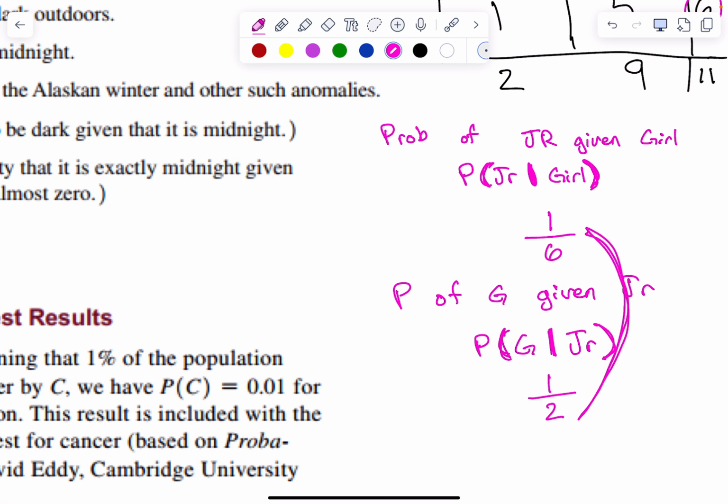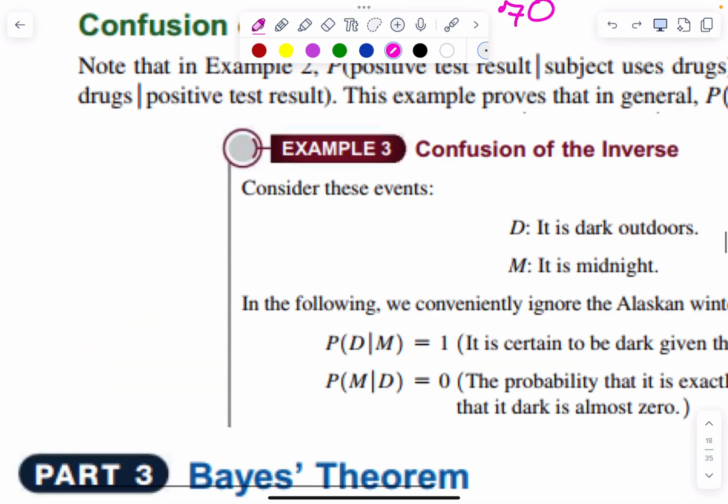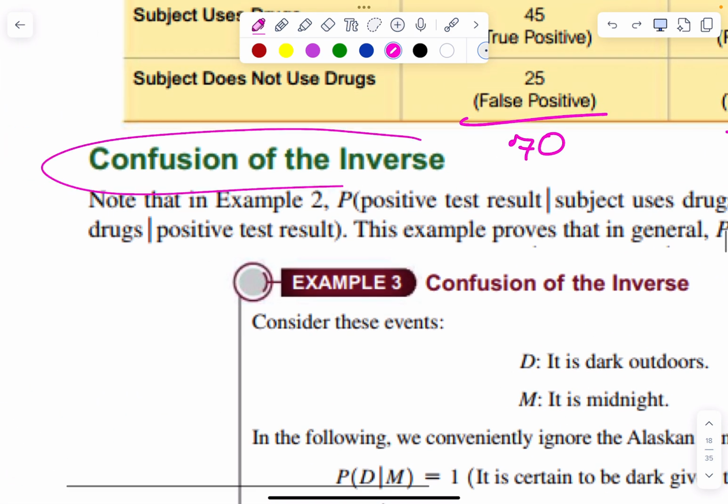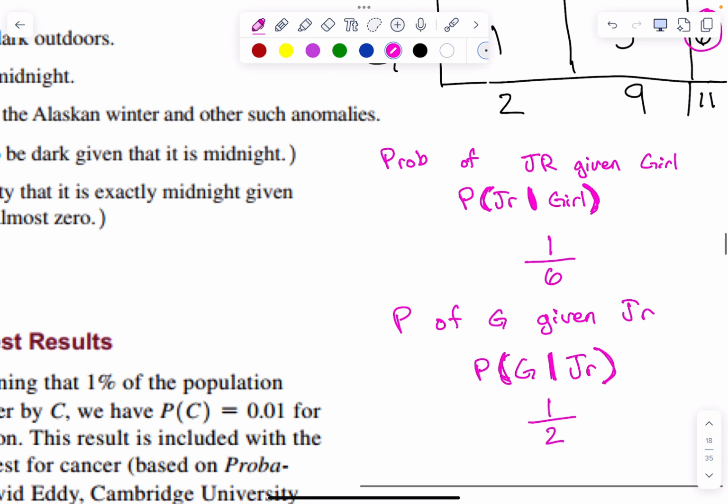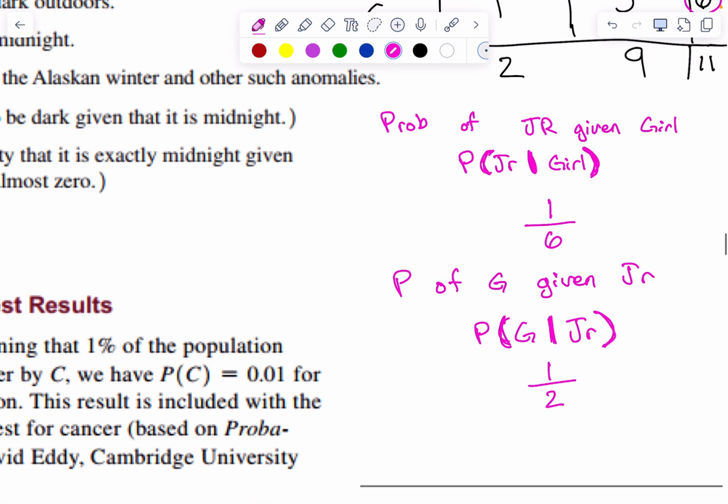Are these 2 things related? No. A lot of people think that, oh, if this is 1/6, the other one should be 5/6. No. That is the confusion of the inverse. If I invert them, if I do girls versus juniors and then juniors versus girls, the probability ends up being way, way different. They are not the same as each other. They don't add up to be 100%, that type of thing. That is the confusion of the inverse.